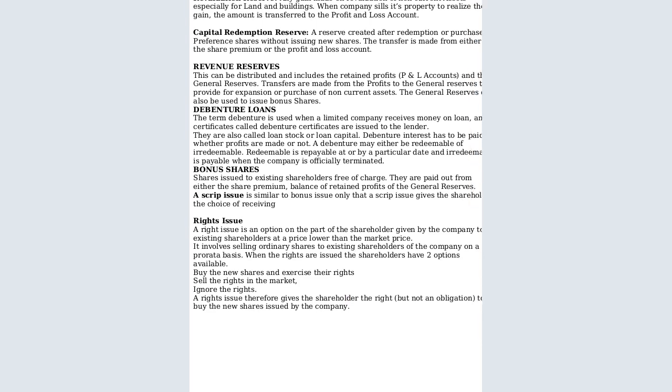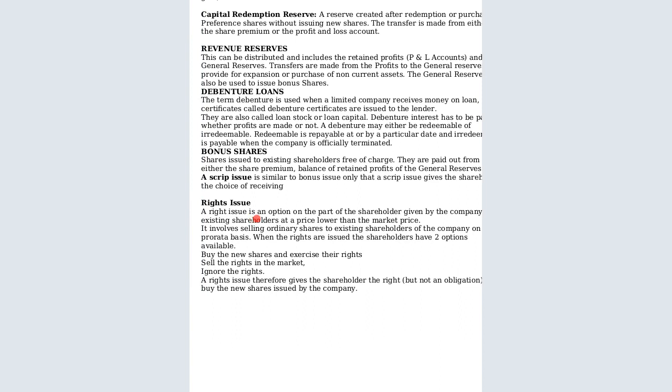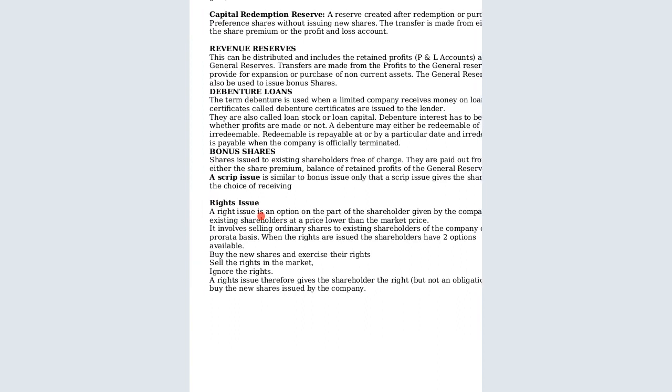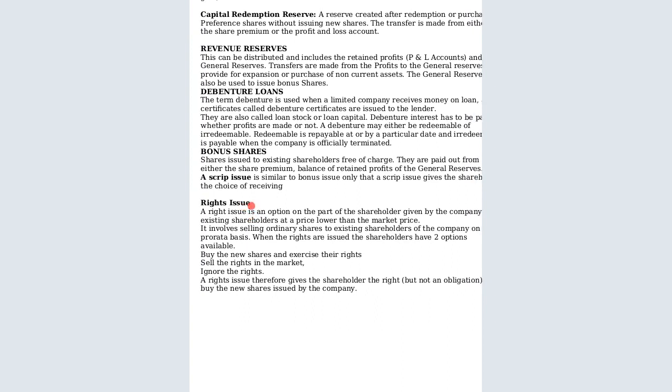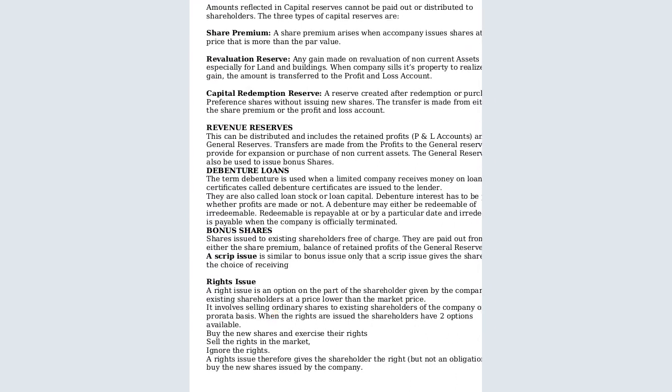So a rights issue therefore gives the shareholder the right, but not an obligation, to buy. So it is a right. It's not a must to buy as a shareholder. It's just a right: you can buy, you can ignore, or you can sell. I think those notes explain some of the items that were new in our format above. Any question, please? Any question?